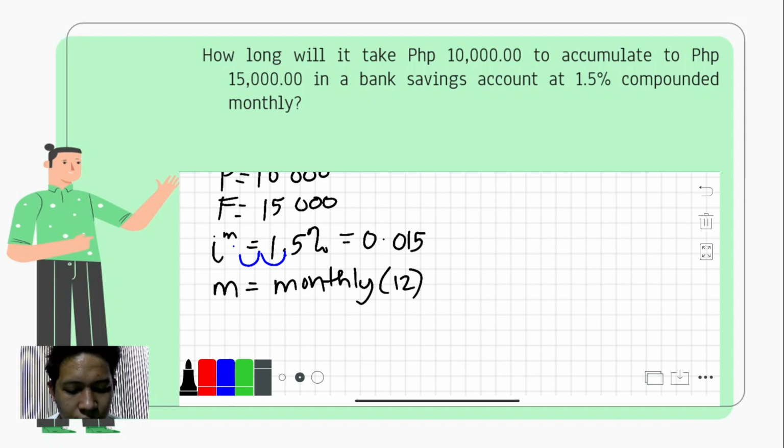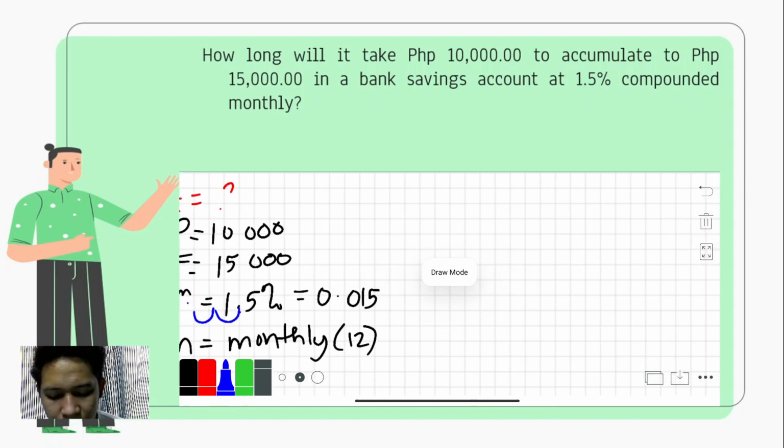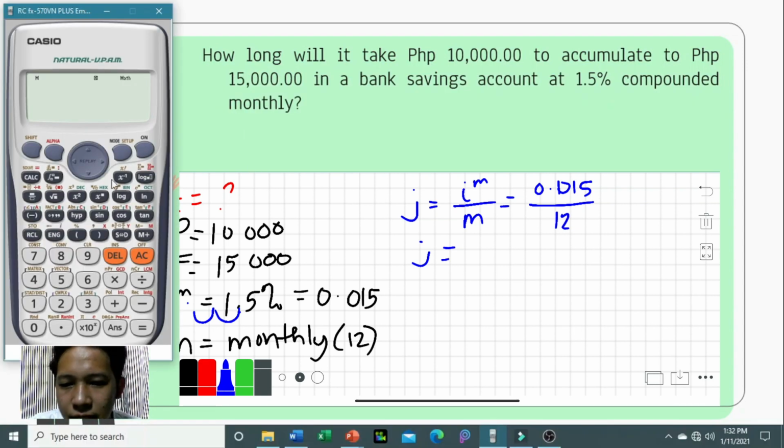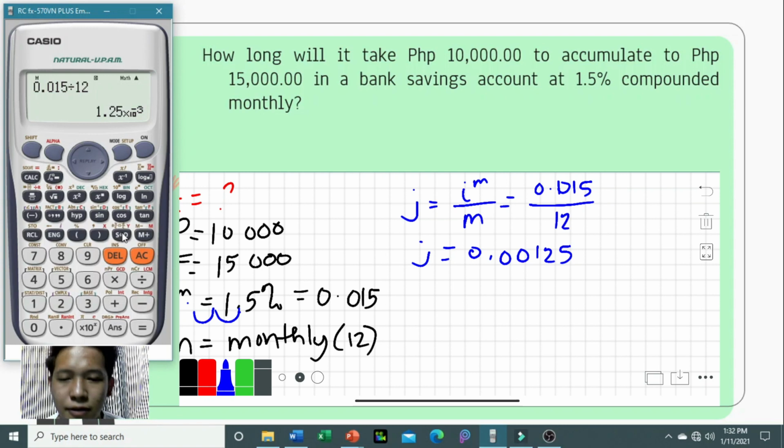Okay po? Next is, since it is a problem regarding compound interest compounded more than once a year, we first get the value of j, which is i raised to m, or the nominal rate, divided by the frequency of conversion. So our nominal rate is 0.015 over our frequency of conversion, 12, and using our calculator, that would be 0.015 divided by 12. That will yield 0.00125. So this will be the value of j, or the rate per conversion period.